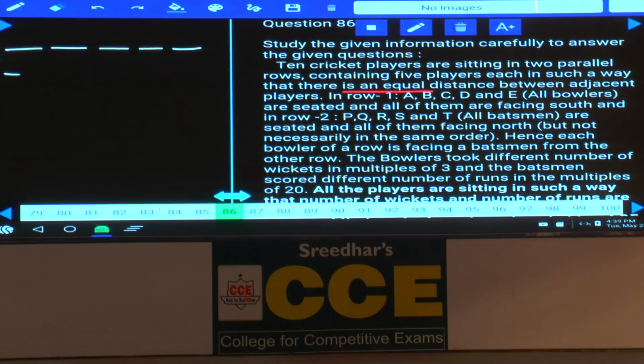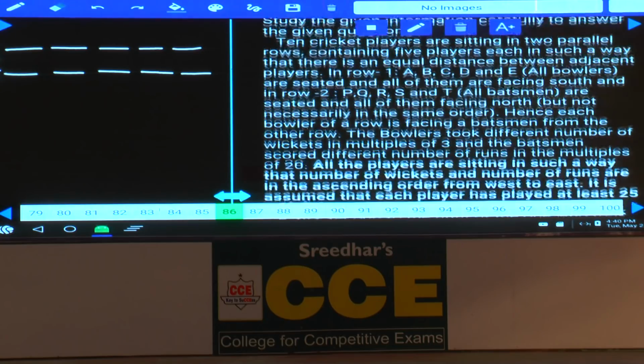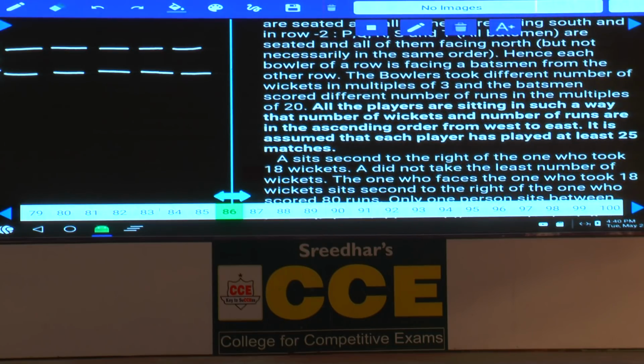Next one, the batsmen in row 2. Who are the batsmen in this row 2? P, Q, R, S, and T. And the batsmen are seated and all of them are facing north. Hence, each bowler of a row is facing a batsman from the other row, and the bowlers took different number of wickets in multiples of 3.